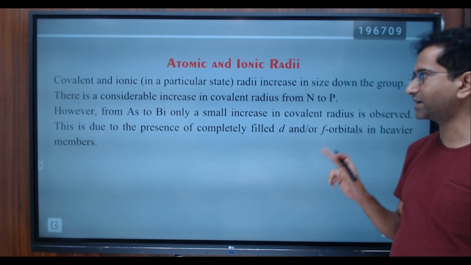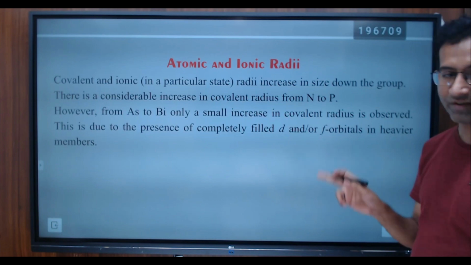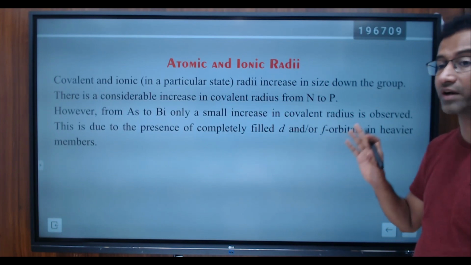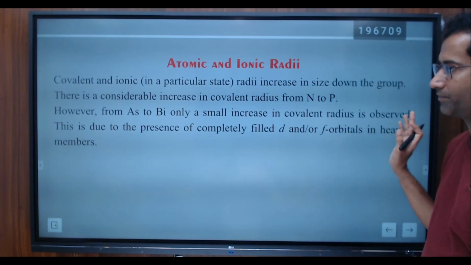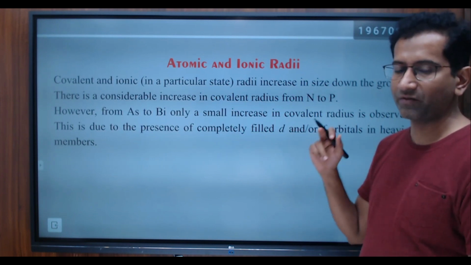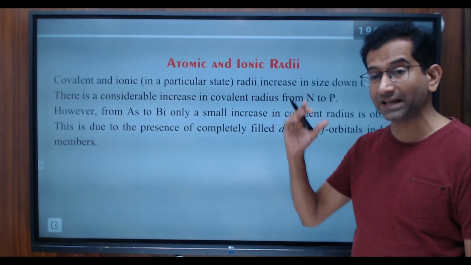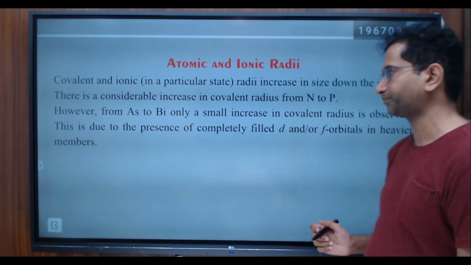There is a considerable increase in covalent radius from nitrogen to phosphorus. However, from arsenic to bismuth, the increase is not that significant. Small increase in covalent radius is observed. So going from nitrogen to phosphorus, it is significant, but phosphorus to arsenic to antimony to bismuth, that increase is there, but that increase is not that significant.